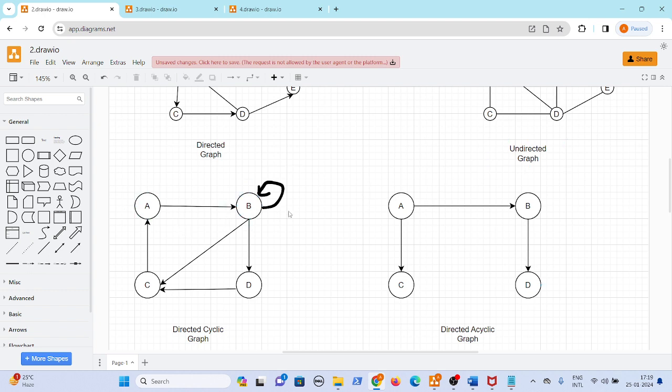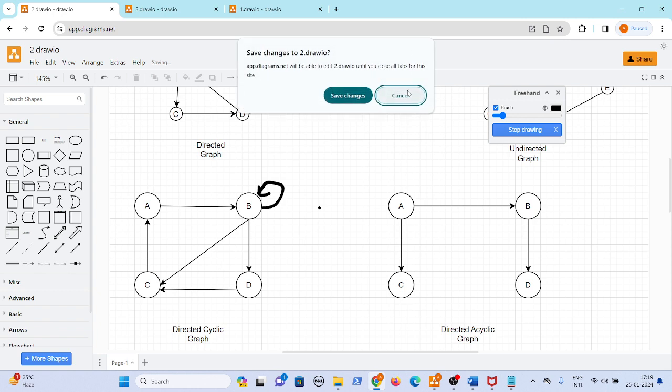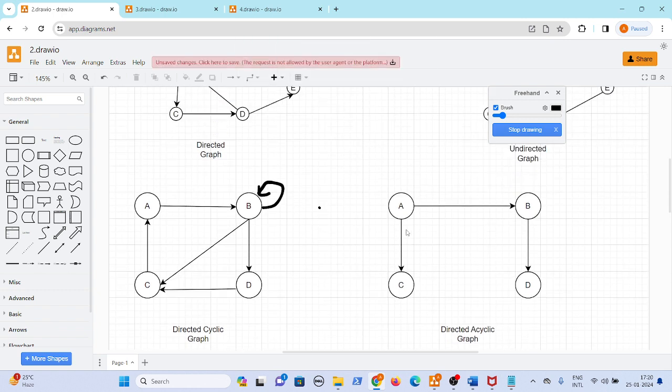If you see here, I can go from A to B, from B to C, from C to A. And then this forms a cycle. So A, B, C forms a cycle. Here exists at least a single cycle. So that's why we call this a cyclic graph. If you consider an acyclic graph, you don't have any cycle present. Do you see any cycle in this graph? No, right? So this is called an acyclic graph.